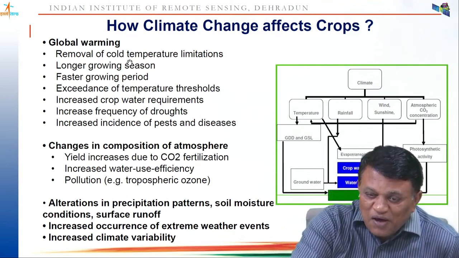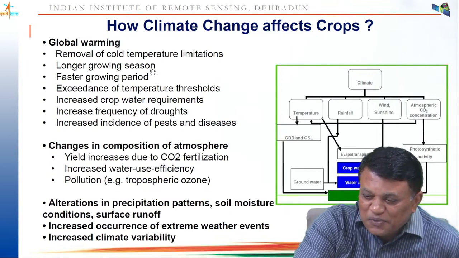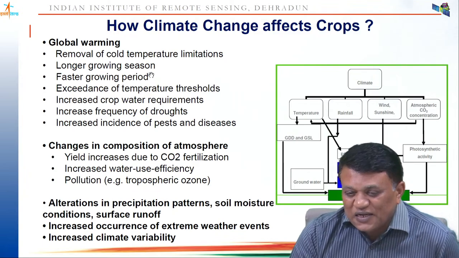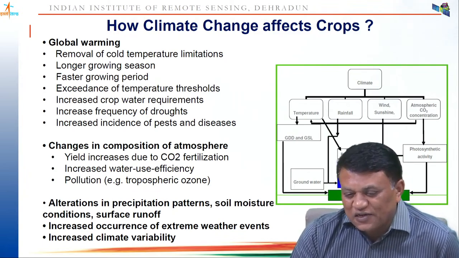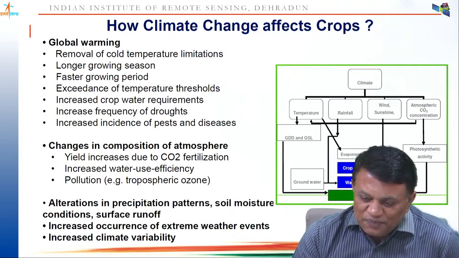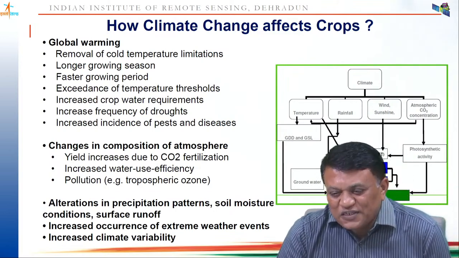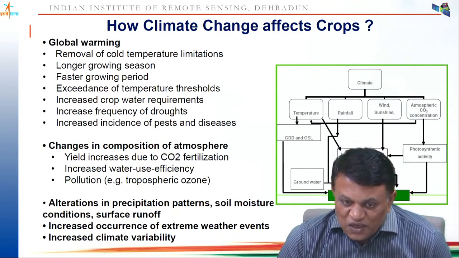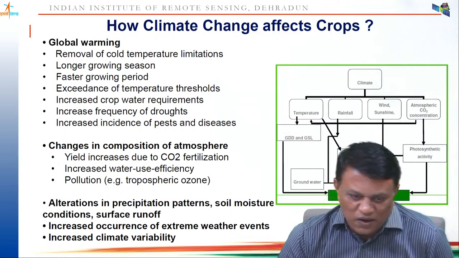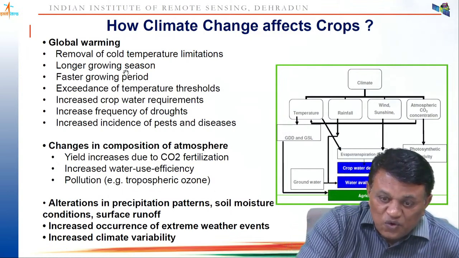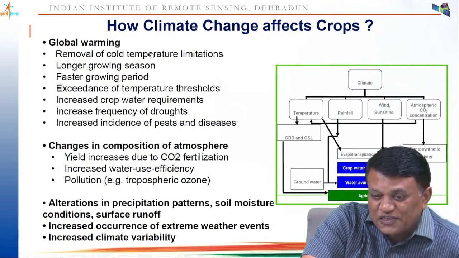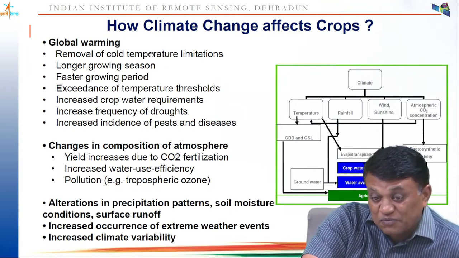Because of global warming, there is a strong curvilinear relationship between the temperature and the rate of development. So if temperature shoots up and becomes higher, the length of the growing season will be shorter. If temperature is cooler, then the length of the growing season will be longer. So those areas which were cooler, their cold limitation will be improved.